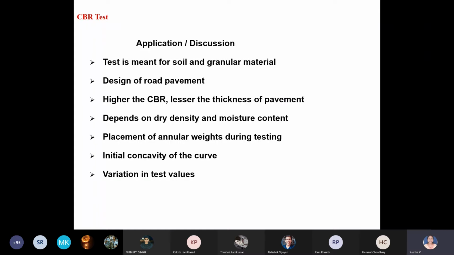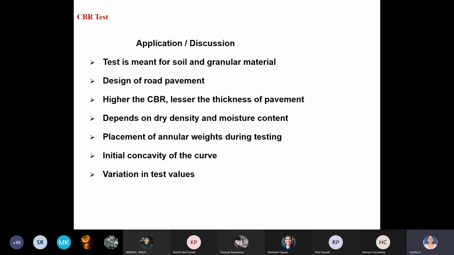The application is that this is meant for soil and granular material. You can't test this for aggregate; you will get beyond 100 value. Then this CBR test is used for the design of roads, which I have already mentioned. So the higher the CBR, the lesser the thickness of the pavement. And this depends on the dry density and the moisture content, that is, the density and the moisture content at which you're compacting the soil.